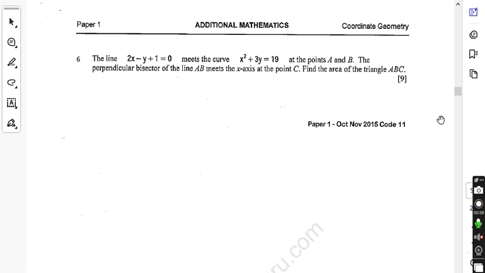Students, currently we are working through past papers on coordinate geometry. We begin with paper 1, and today we will solve the last question from paper 1 that appeared in the October/November 2015 paper 1 exam. You can see it on your screen. Please note, this does not mean we have completed all paper 1 questions. We have already covered all variants of paper 1 from 2012 to 2015.